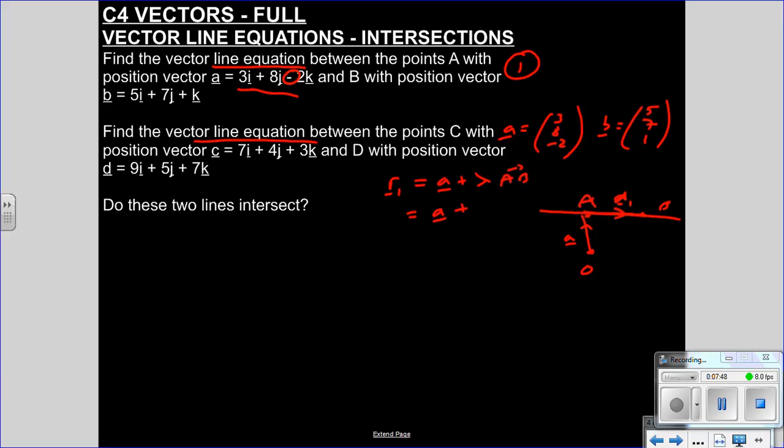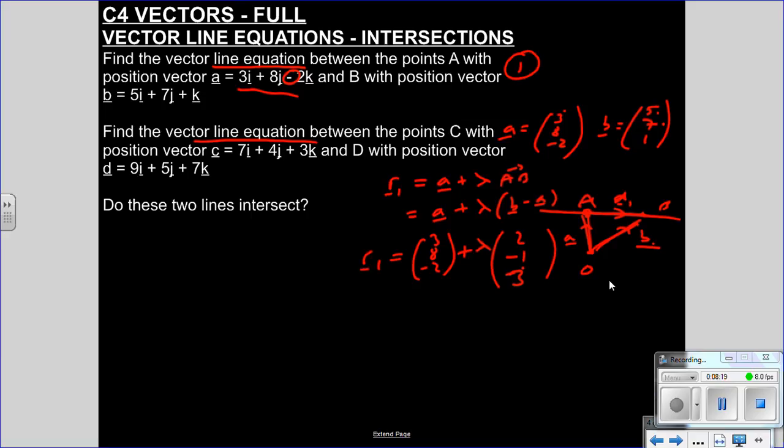And A to B is last thing minus first thing. So B minus A. You can clearly see that, can't you? In order to get from A to B, I go minus A plus B. So this is going to be 3, 8, minus 2, that's A, plus lambda times B minus A, so top minus top, so 2. 7 minus 8 is minus 1. 1 minus minus 2 is 3. And there we go, there's line 1.